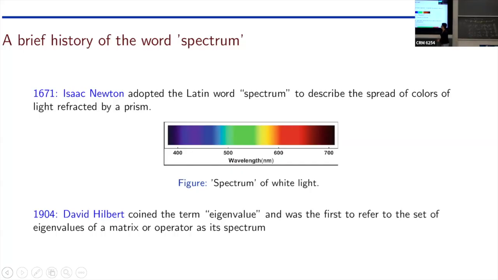And Hilbert coined the word eigenvalue. And he was the first to refer to the set of eigenvalues of a matrix or an operator as a spectrum, which is kind of cool. Not that long ago.